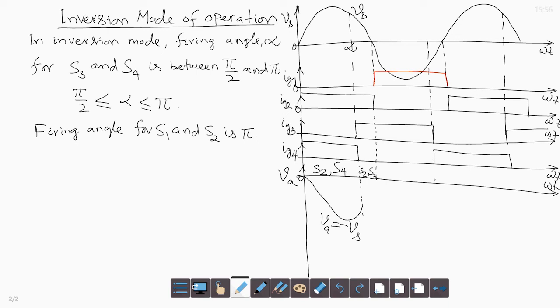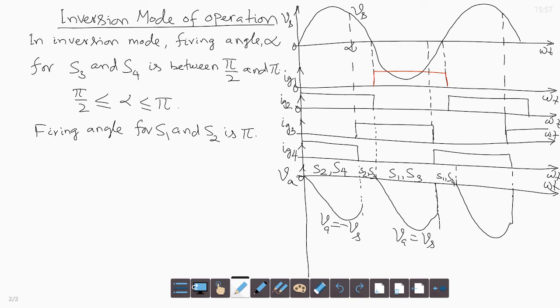Omega t between pi to pi plus alpha, switches conducting are S1 and S3. So S1, it is the power on period, output voltage equals to Vs. VA equals to supply voltage. Then from omega t between pi plus alpha to 2 pi, switches conducting are S1 and S4. So it is the freewheeling action. So output voltage is 0. This is the output voltage waveform.